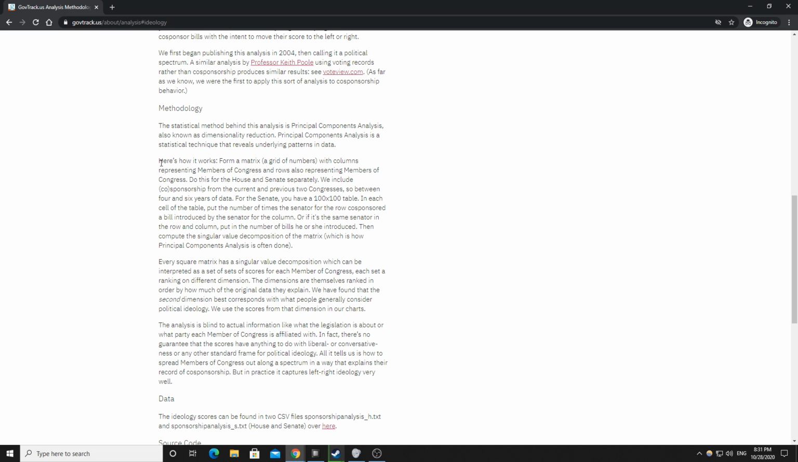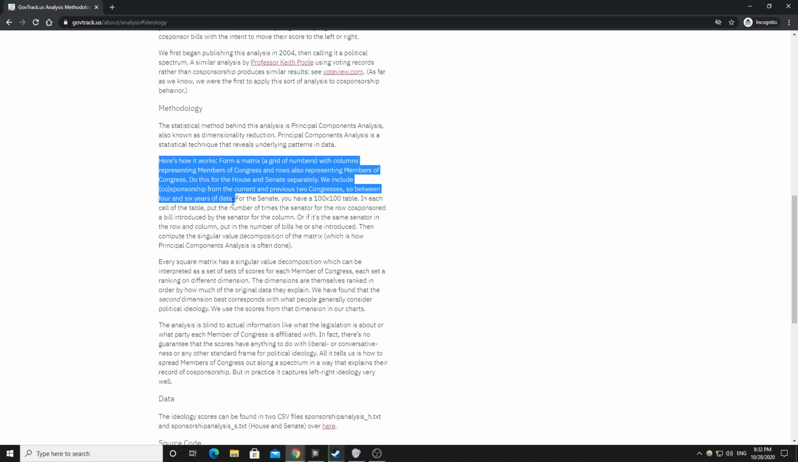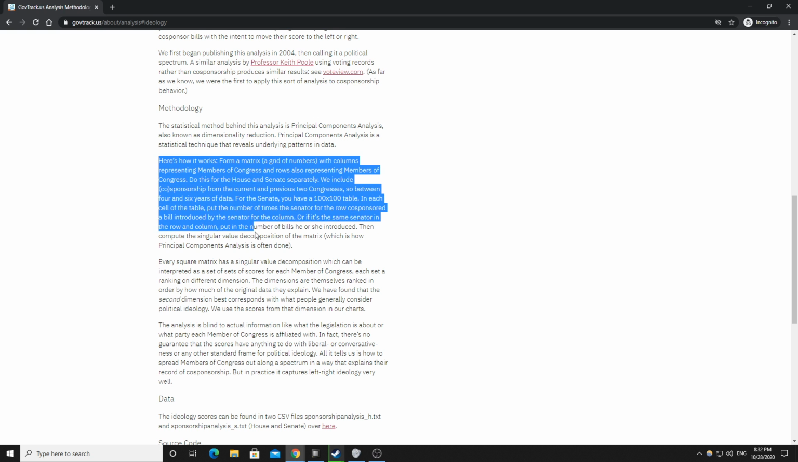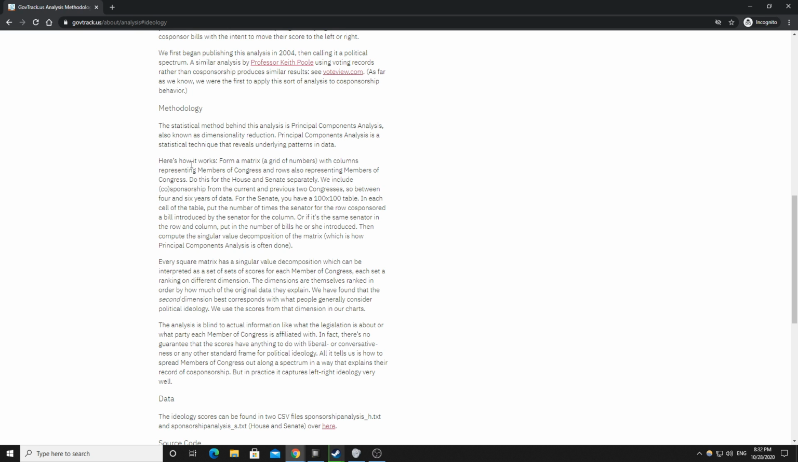Okay, so there are some glaring issues with this methodology. First, you never write a methodology like it's a fucking recipe. Okay? So you don't say, here's how it works. You don't tell people to form a matrix. This is not how methodologies work. Methodologies are not written in second person as we get later on down here. There's a part where they tell you to do something. Yeah, here we go. For the Senate, you have a 100 by 100 table. Okay, I have that? I didn't do the research. I don't have that. That doesn't exist to me. This is what you did.